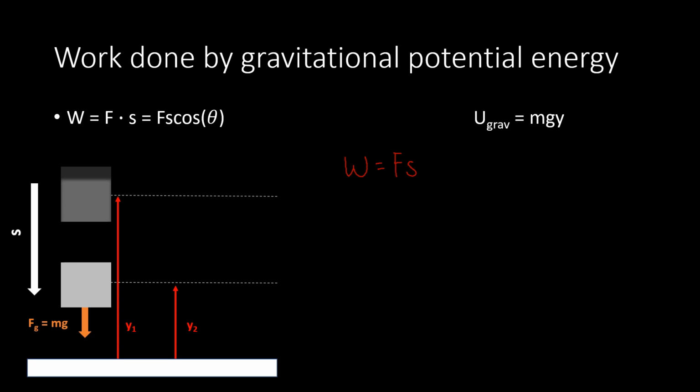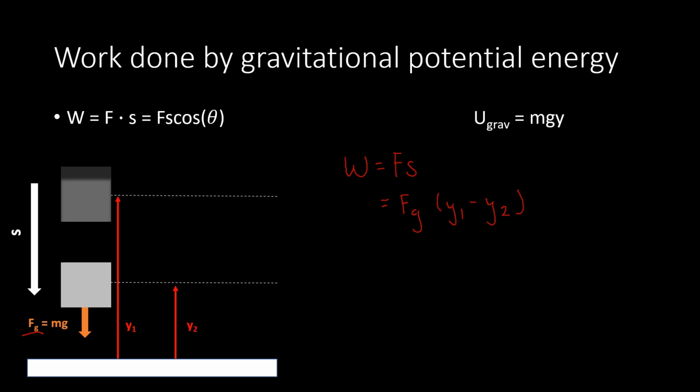But let's expand on that equation. So we know that the force done on the box is the force of gravity. So we can write our force as Fg. And displacement of the box is going to be y1 minus y2, since it's moving from a higher height to a lower height.